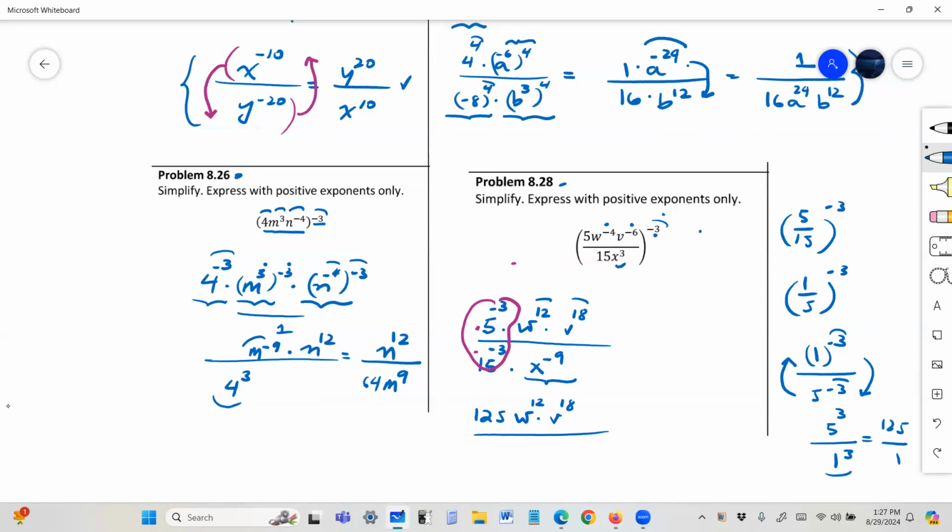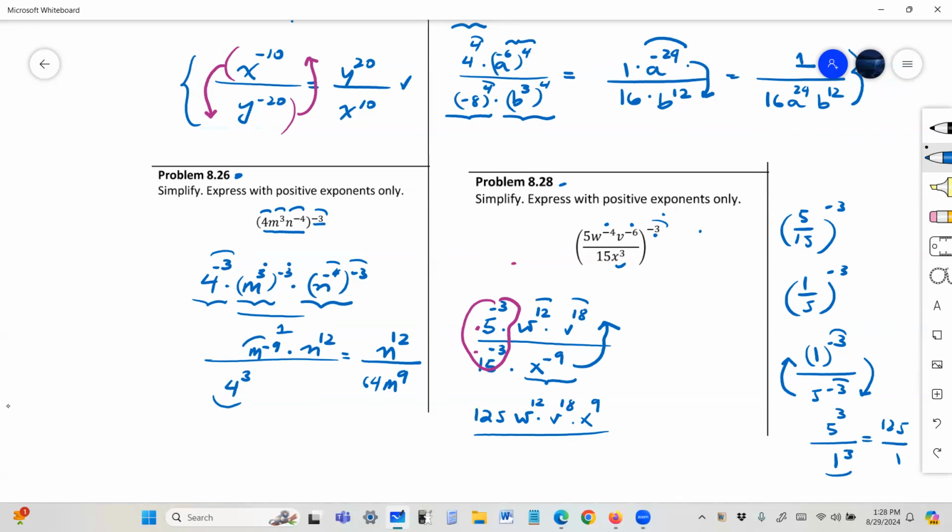And this factor has a negative exponent. It must go to the other side of the fraction, which is the numerator. And when it does, it becomes a positive exponent. So here's my answer, 125, W12, V18, X9.